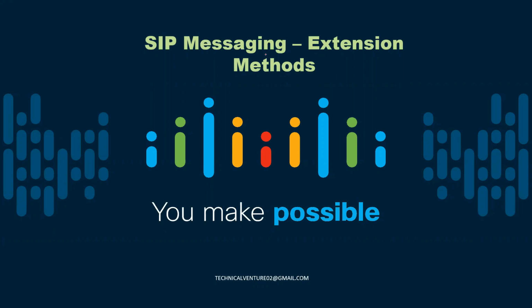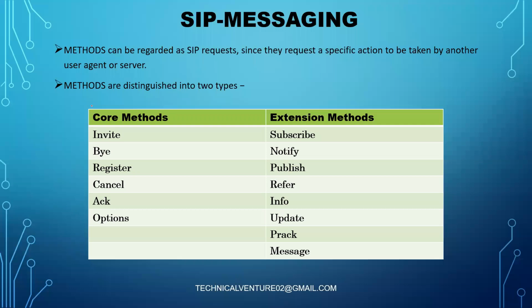So today I'm going to discuss the next topic of SIP messaging, that is extension methods. In the previous topic I discussed all of the core methods, which start from invite, bye, register, cancel, ack, and options. In this lecture I am going to discuss all the extension methods, starting from subscribe. As we can see, there are so many messages in the extension methods, that is subscribe, notify, publish, refer, info, update, track, and message. So we are going to discuss all these messages in detail one by one. So let's start with the subscribe message first.